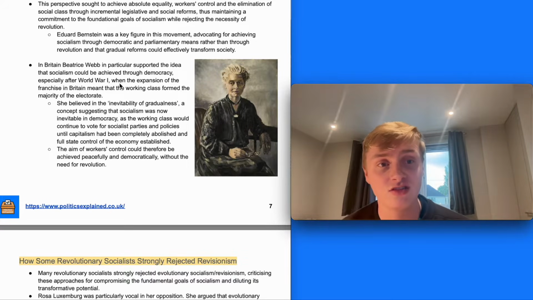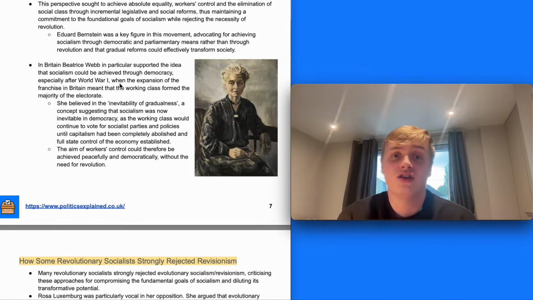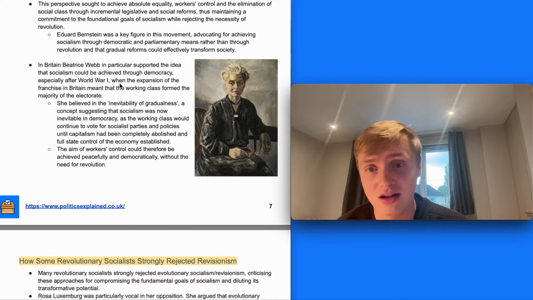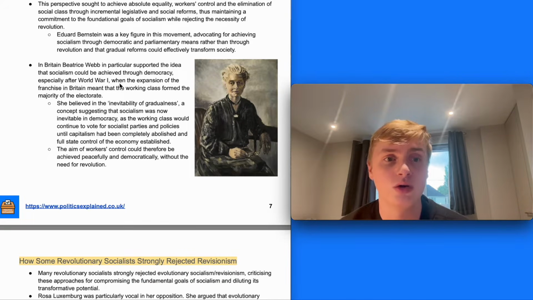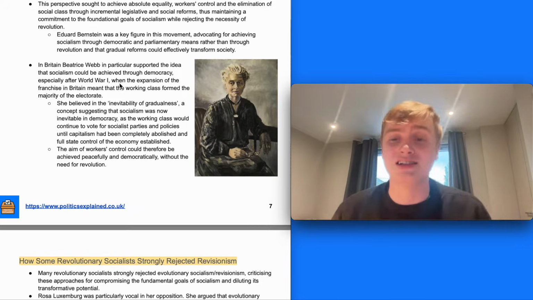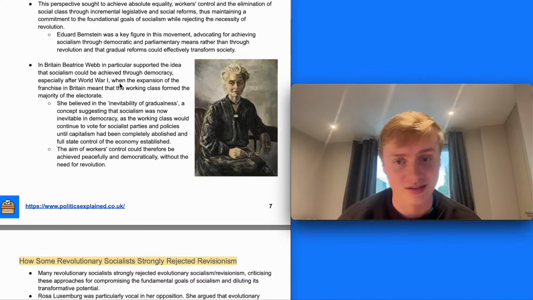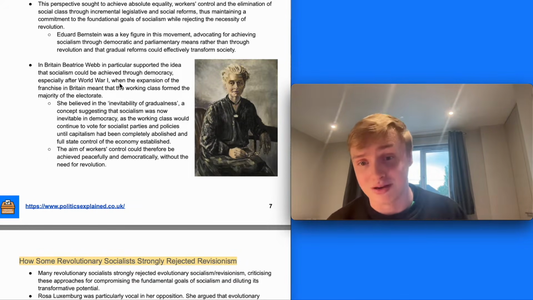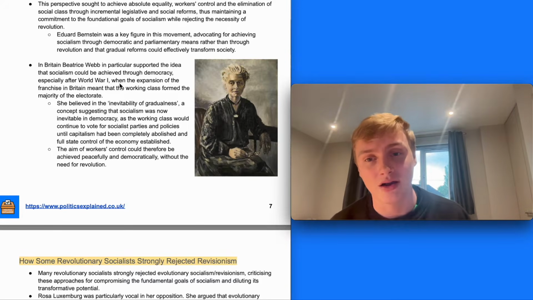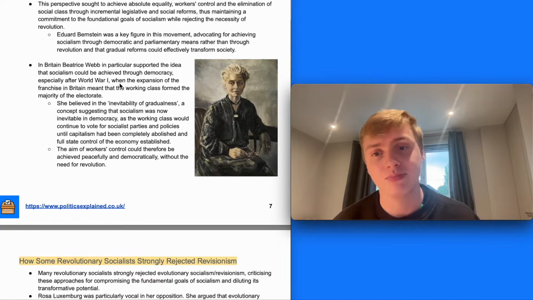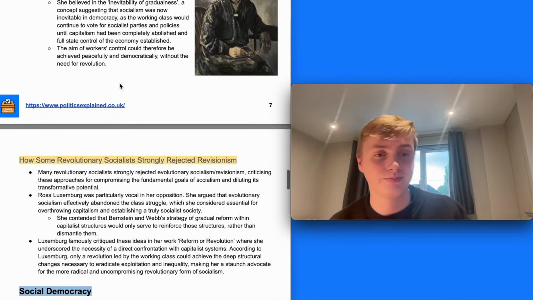So that suggested that socialism was now inevitable in democracy, as the working class would continue to vote for socialist parties and policies until capitalism had been completely abolished, as she, like other socialists, believed that socialist policies were inherently beneficial to the working class, and they would therefore inevitably vote for it. And as a result of this inevitability of gradualness, revolution wasn't necessary, as socialism would inevitably be brought in through democracy in an evolutionary method.